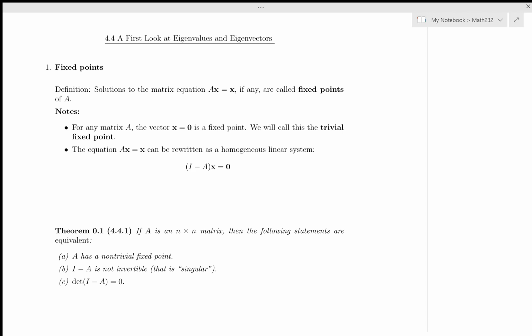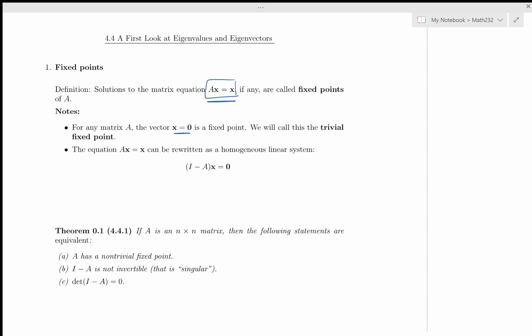And what we're going to start with here is the fixed point. We saw this earlier. If there was a vector x such that when you operated on it by A, like you multiplied A times x, you got back x, that is called a fixed point of A. And it's easy to see with this equation, if x is 0, then A times 0 will be 0. So the vector x equals 0 is a fixed point, and that's called the trivial fixed point. It's not very interesting.